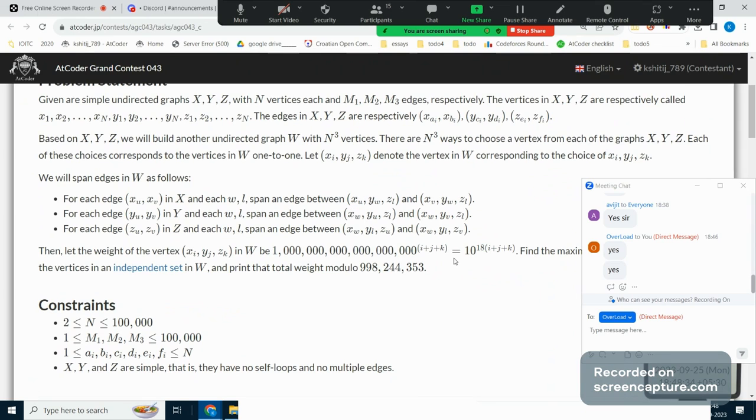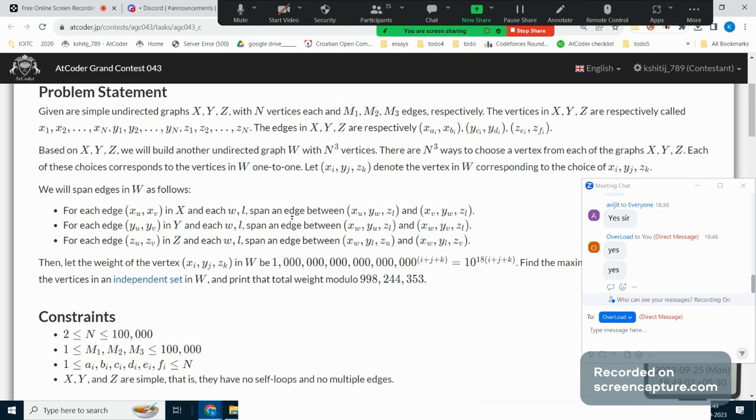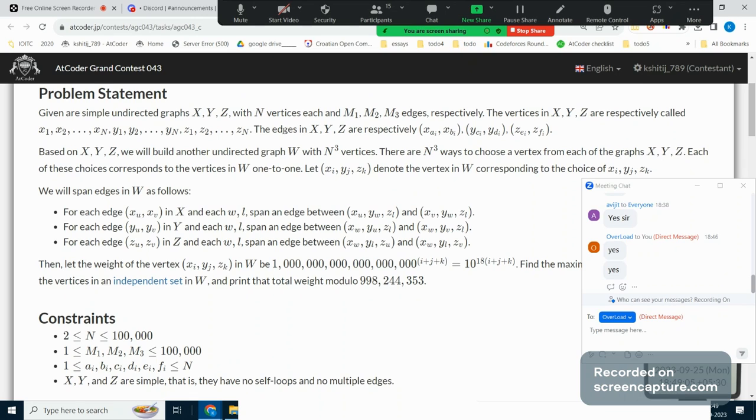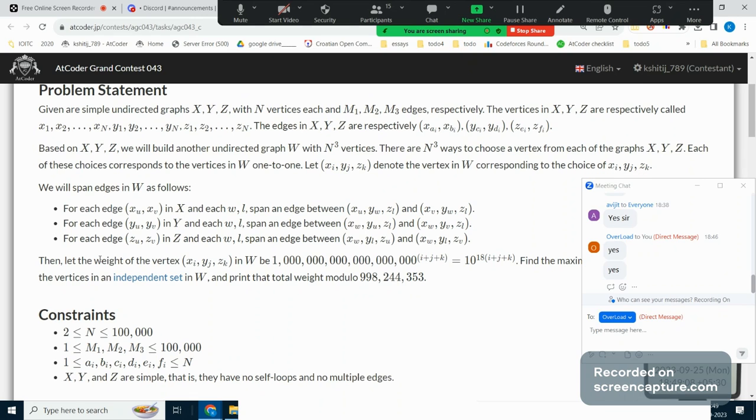Like, you all can read the problem. So basically, this is similar to our game where we had three graphs and we have a token on each one, and in each move we can go to a vertex greater than that. That's a huge hint actually. So I encourage you to read this line. So these are the vertices xi, yj, and zk. So did everyone get the problem statement, like how we span the edges in the graph with n cube vertices?